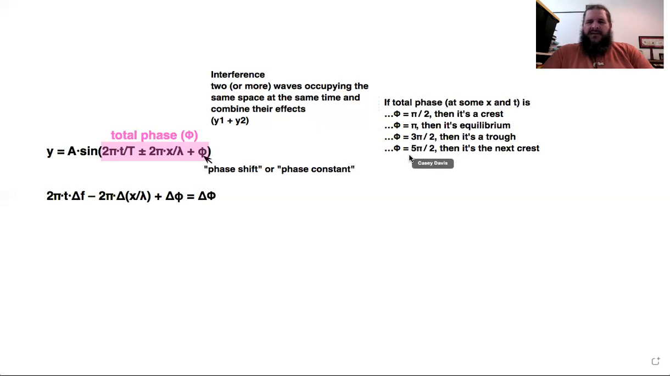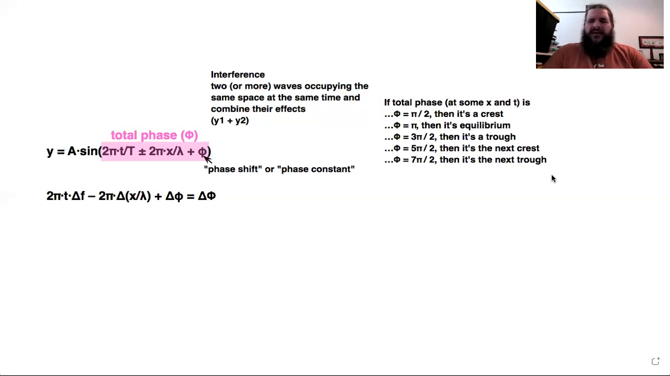And we could keep going. If we take 3 pi over 2 and add another 2 pi, we'd be at another trough. So for instance, 3 pi over 2 plus another 2 pi would be 7 pi over 2. That would be the next trough. In fact, every 2 pi, this cycle repeats itself.